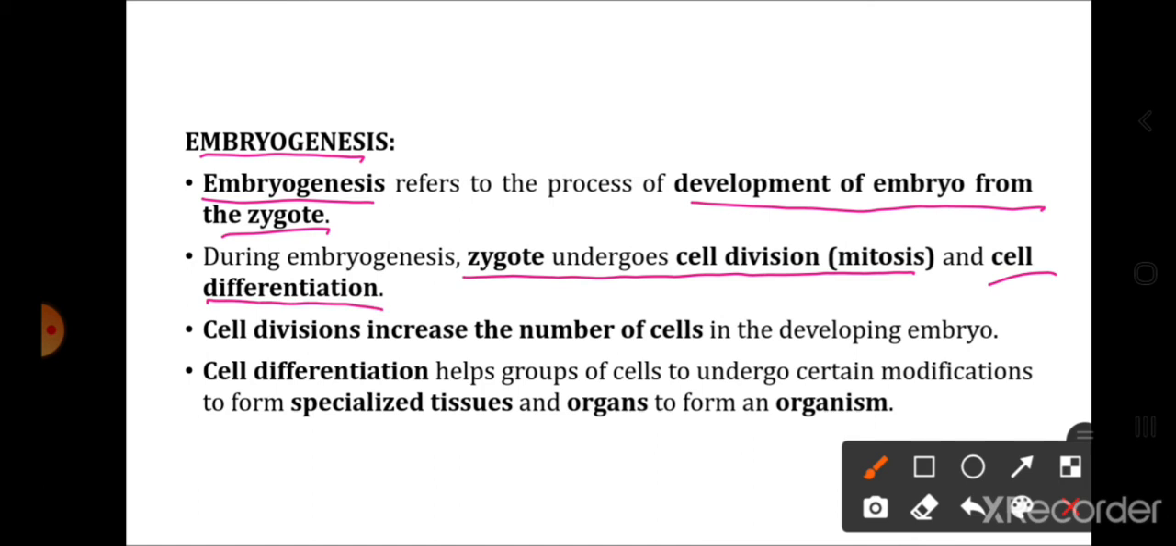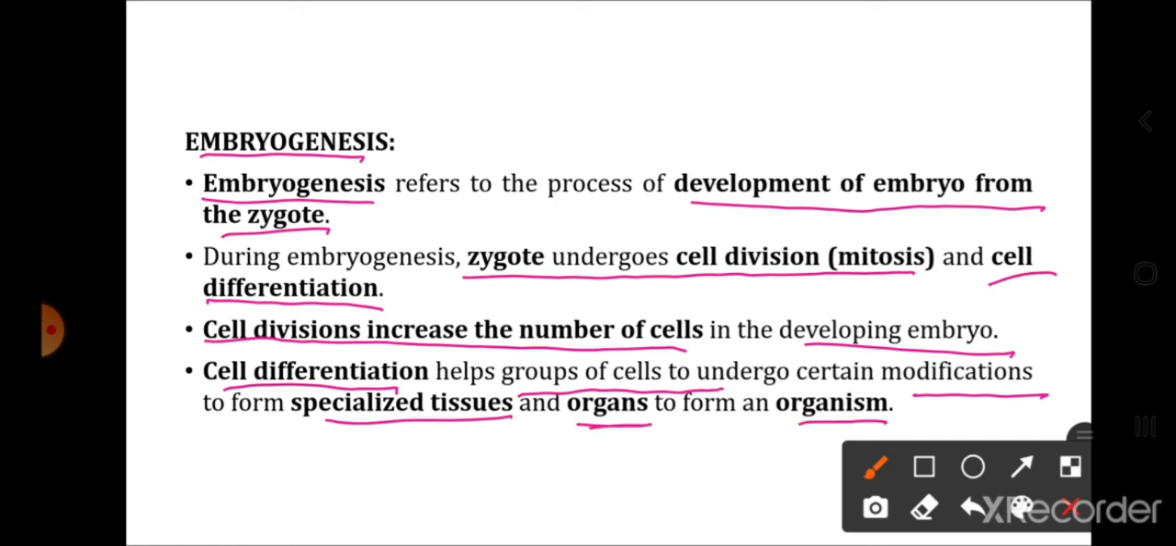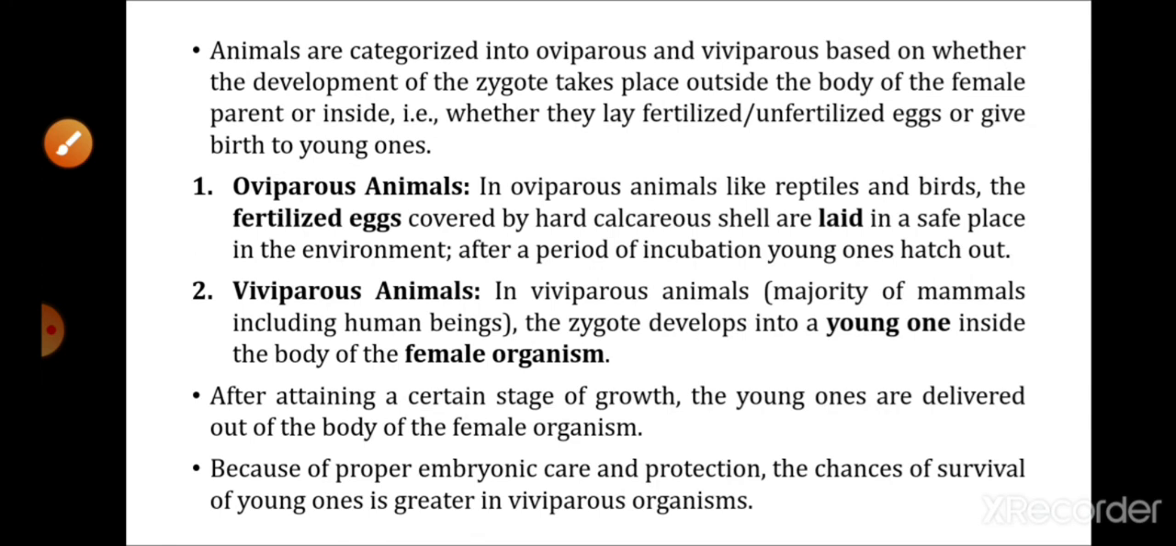Cell differentiation is maturation. The cells get organized into tissues, and tissues get organized into organs which form the organism, right. So what is the importance of cell division? Cell division increases the number of cells in the developing embryo, whereas cell differentiation helps the group of cells to undergo modifications to form specialized tissues and organs to form an organism. So the two important processes occurring during embryogenesis are cell division and cell differentiation. Cell division leads to an increase in the number of cells in the developing embryo, whereas cell differentiation will form the tissues and organs which ultimately will form the complete organism.